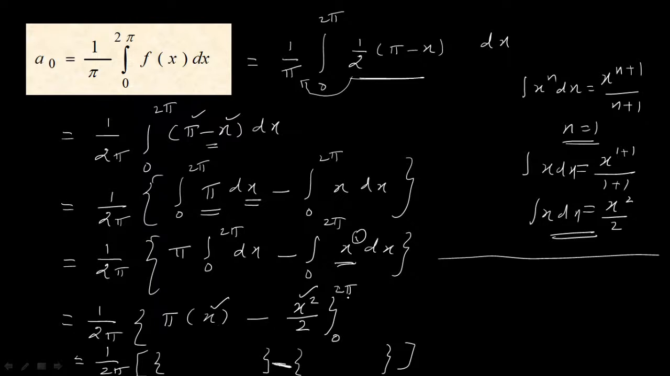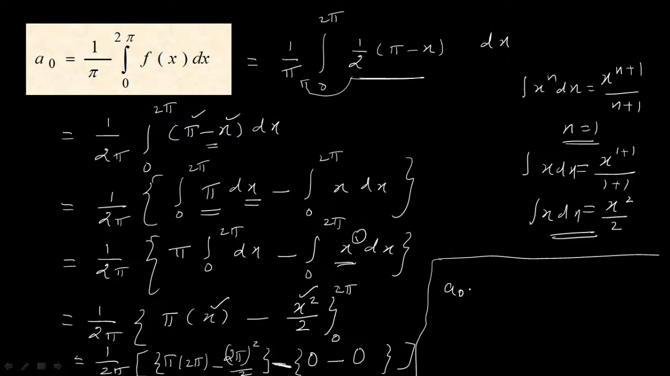Now we have to replace first x by 2 pi. So pi times 2 pi minus 2 pi the whole square divided by 2. Okay, upper limit over. Minus, let's come to the lower limit. If you replace this x by 0, what happens? Pi times 0 is 0. Minus, lower limit, here itself you have 0. So 0 squared by 2 is 0 itself. So there is no lower limit contribution.